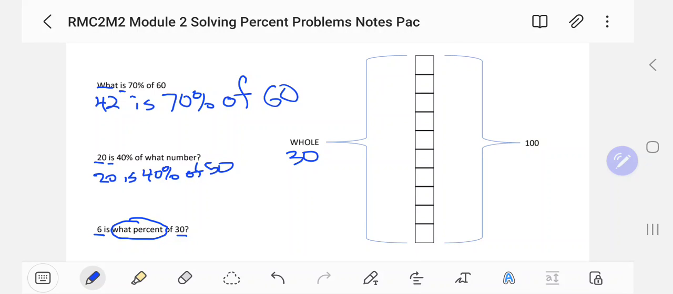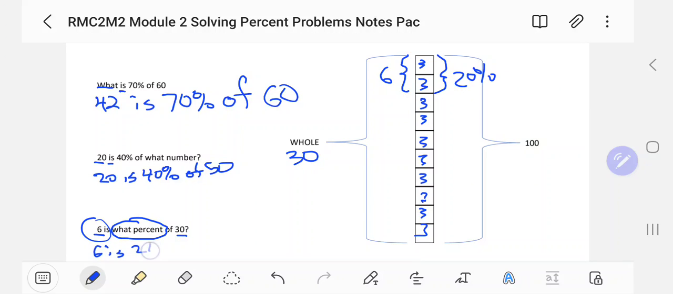Well, if the whole is 30 and I broke it up into 10 blocks here, that means that these would each have to be 3 because 3 times 10 is 30. So then 6 is what percent of 30? So 6, how many blocks would that be? That would be that many. So then what percentage is that? It's going to be 20%. Okay, so 6 is 20% of 30.